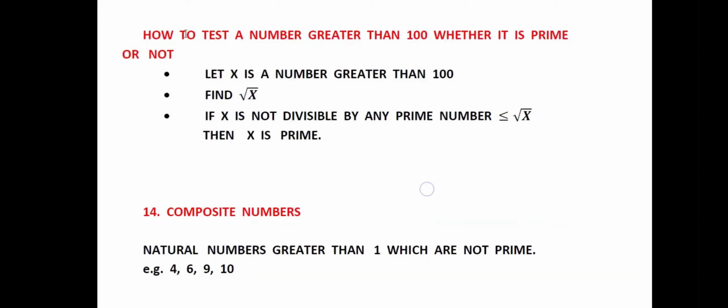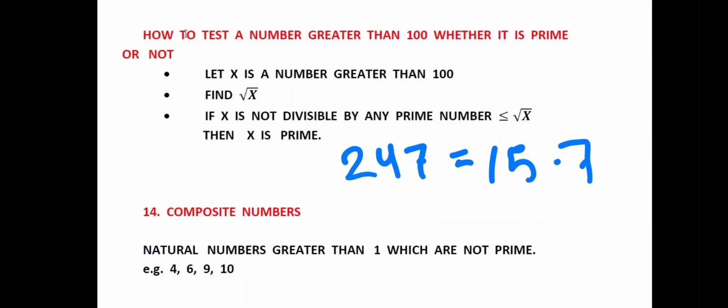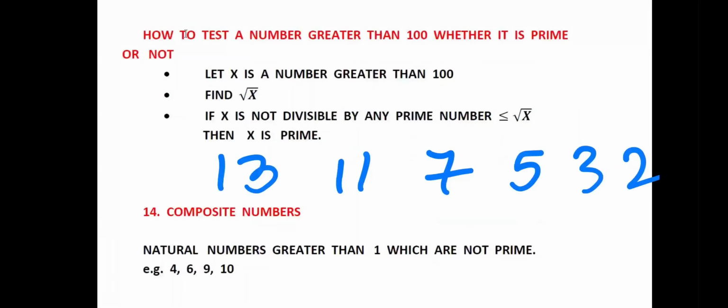Let us pick up a number 247. The first step is to find the square root of 247, which is about 15.7. The second step is to list the prime numbers. Now you have to divide 247 by each prime number to check whether it is prime or not.